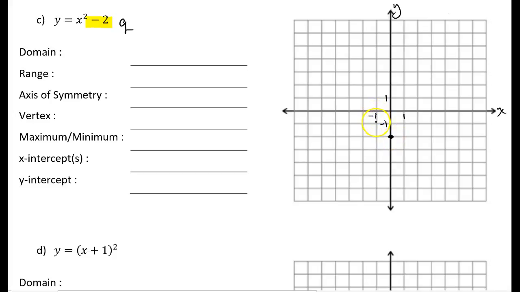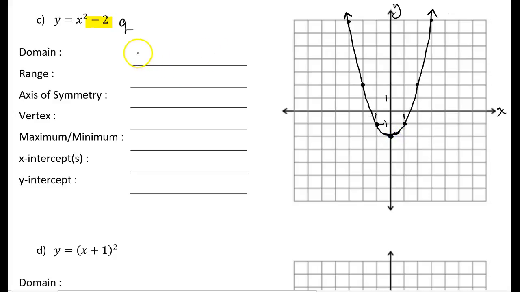Negative 1 squared, if I plugged it in, is 1. Minus 2 is negative 1. And again, I've got that symmetry going on. 2 squared is 4. Subtract 2 is just positive 2 now. And then 3 squared is 9. Subtract 2 is 7. And that actually fits nicely onto my graph here. So now I actually fit a couple more points on to get my shape correct. Remember, no V's down here. Smooth it out.